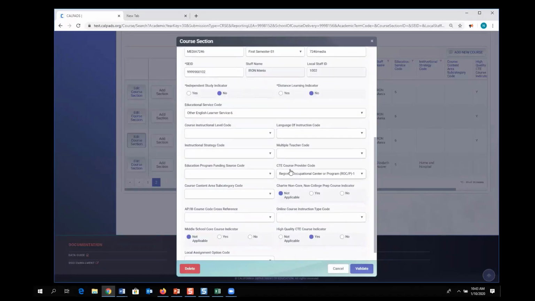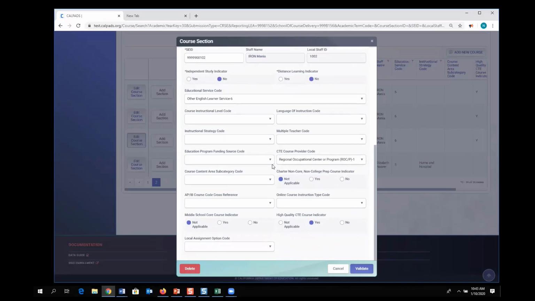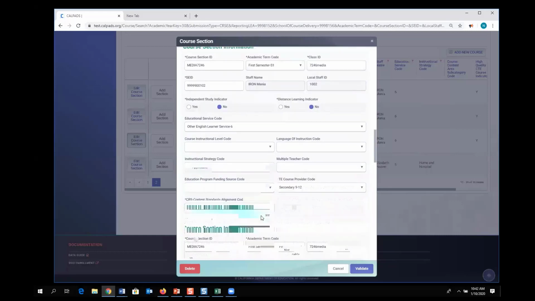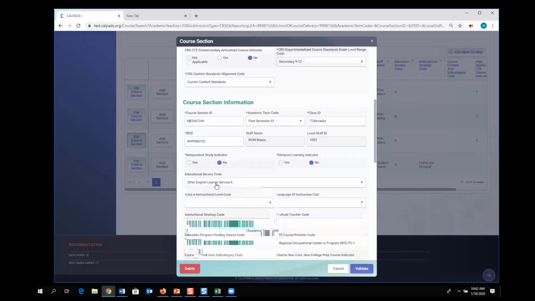The CTE course provider code is populated with the ROP center because, again, it's a CTE field, so it's required for the CTE course. And then finally, we have to indicate whether or not the course is a high-quality CTE course. And so CTE courses have additional requirements based on the type of course, but other than that, all other fields must be populated as any other course.